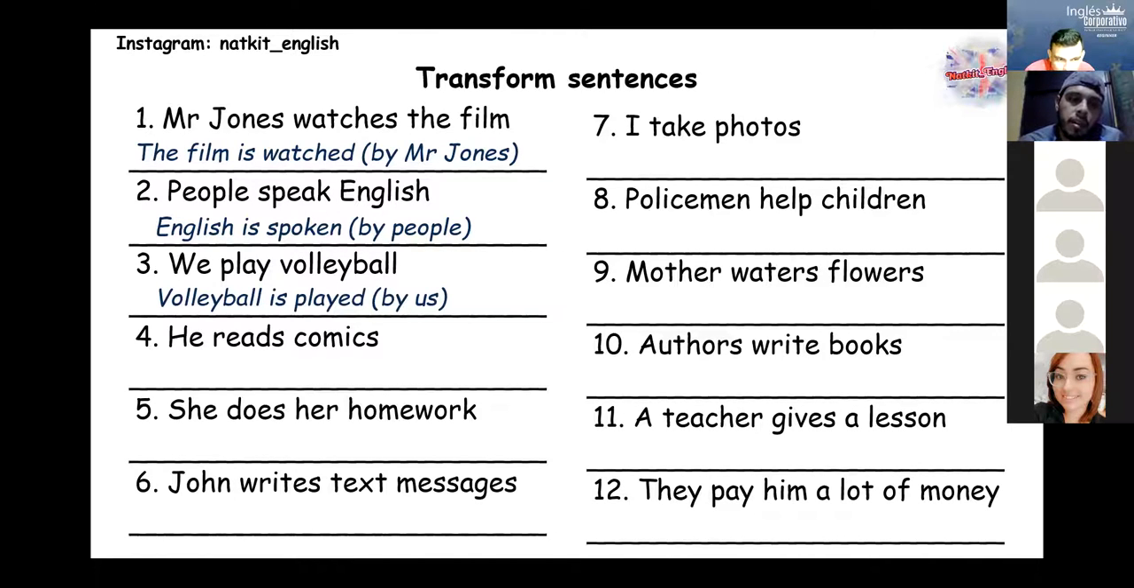Okay. Four. He reads comics. Comics is read. Okay, comics by is plural, Mr. Vladimir. Comics, con ese final es plural. Comics are read by him. Excellent. Comics are read. La escritura es igual. Yes, read. Read by him. Excellent, Mr. Vladimir. Good job. Comics are read by him.